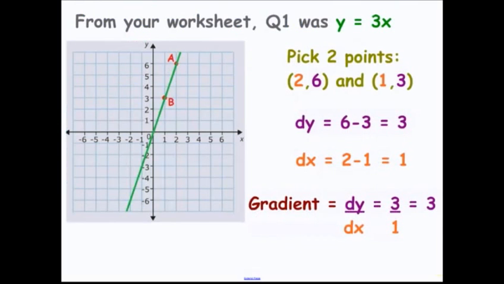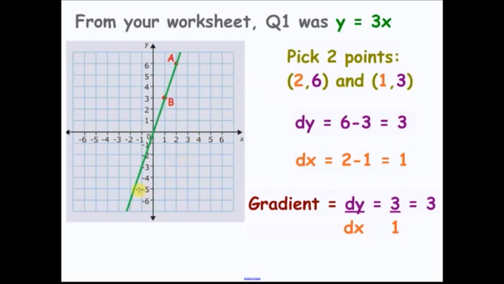Okay, let's try and work a few out. In the classroom, the first question on your worksheet when you were plotting graphs was y equals 3x. And when you drew it, it would have drawn this green line here. And what you did in class is you substituted values for x of 1, 2 and 3, and that gave you your values of y, 3, 6 and then 9.